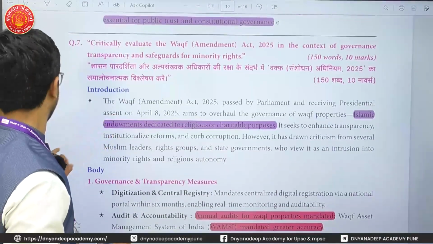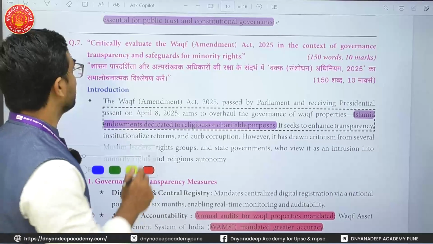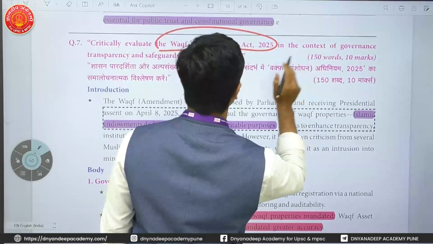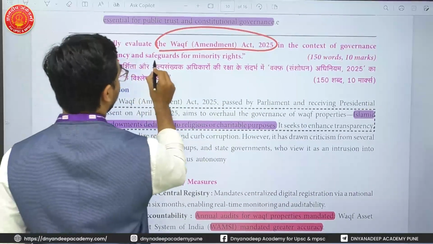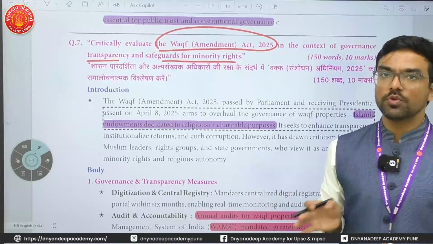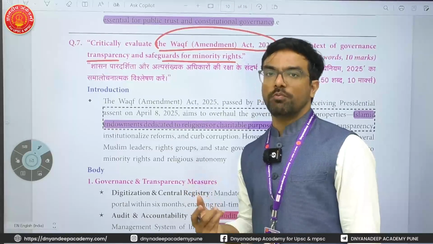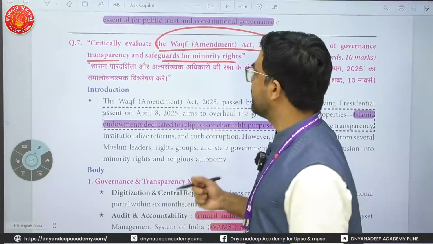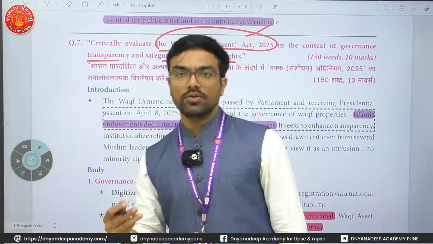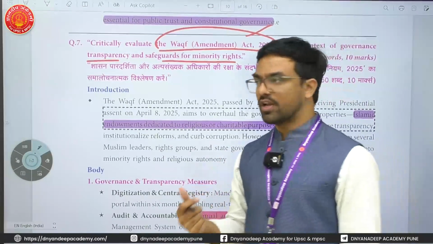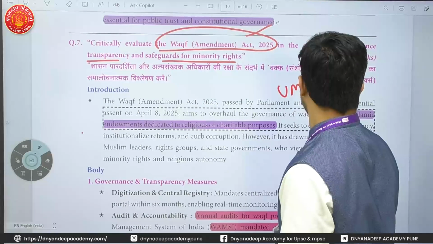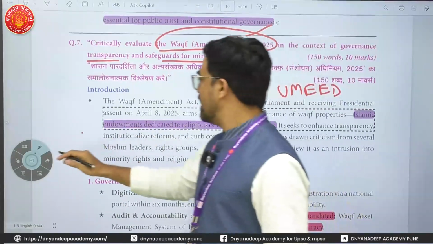Now, question number 7 says: critically evaluate the Waqf Amendment Act 2025 in the context of governance, transparency, and safeguards for minority rights. So this question is about social justice. In social justice, this question is about issues of the minority community, right? You know that the Waqf Amendment Act was recently passed, right? So the question is about the Waqf Amendment Act. Okay, this act is also known as the Umeed Act, right?